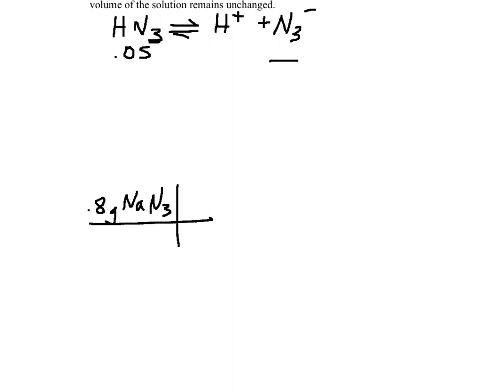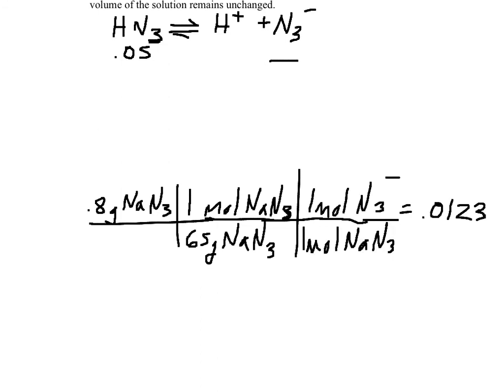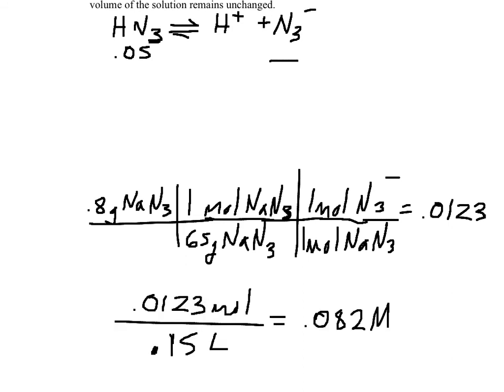So I'm going to go down here and change grams of NaN3 into moles by using the molar mass. And I need to change this to moles of N3 negative, which is just one NaN3 has one N3 negative in it. I get about 0.0123 moles of N3 negative. I need to divide this by the total volume, which is 0.15 liters, and I get 0.082 molar. And this is the initial concentration of the N3 negative in my solution.